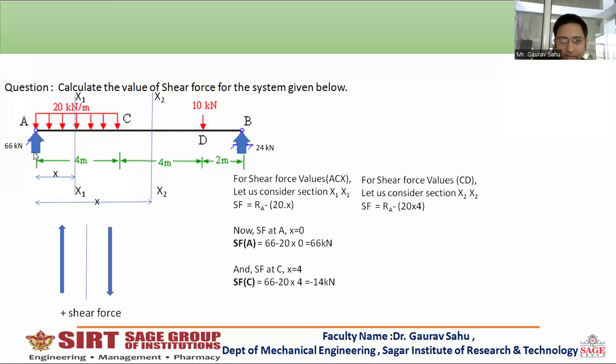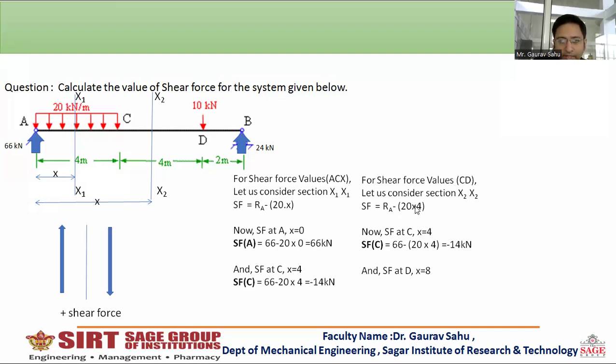The shear force equation will be RA in upward direction, so positive, and now 20 will be multiplied with 4 meters. So 20 into 4 downward is the value of this UDL. Now at C the x value is 4, and at point D the value of x will be 8 meters. So we have both values, x is equal to 4 and x is equal to 8.